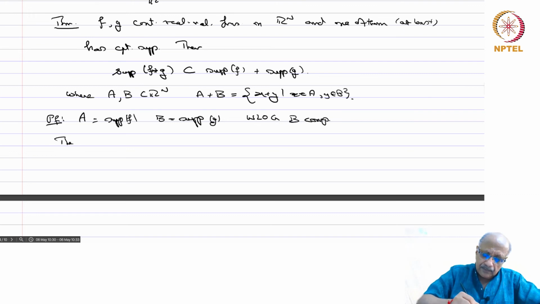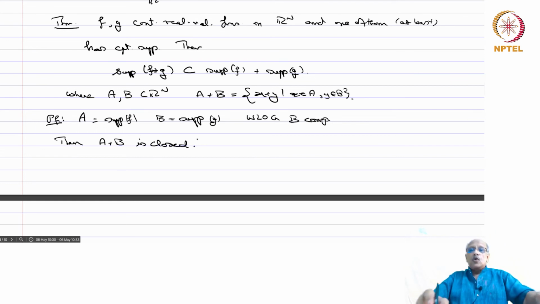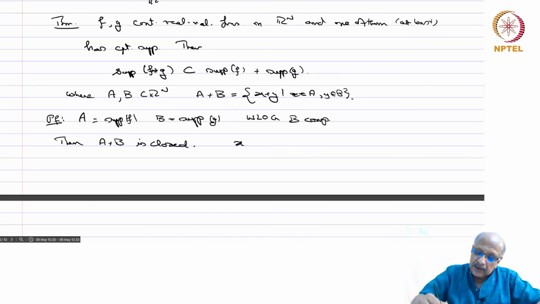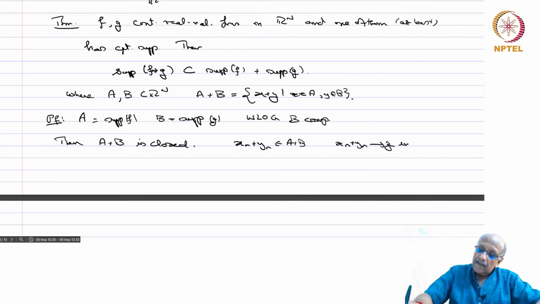Then A plus B is closed. Normally when you have two closed sets, the sum is not closed. Whereas if you have one closed and one compact, then the sum is closed. So let x_n plus y_n belong to A plus B and x_n plus y_n converge to z in R^n.